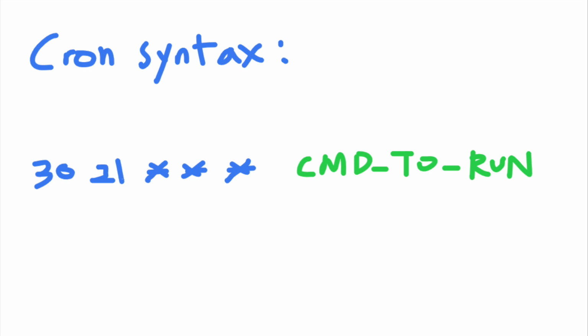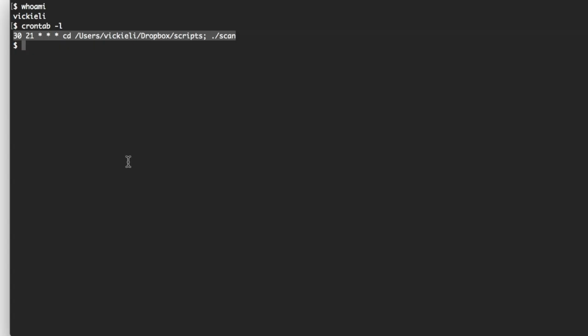For example, this crontab entry tells the shell to cd into the directory where I store security scripts and run the scan.sh shell script every day at 9:30 p.m. The wildcard character here means all. It indicates that this cron job should run every day of the month and is not limited to certain weekdays.